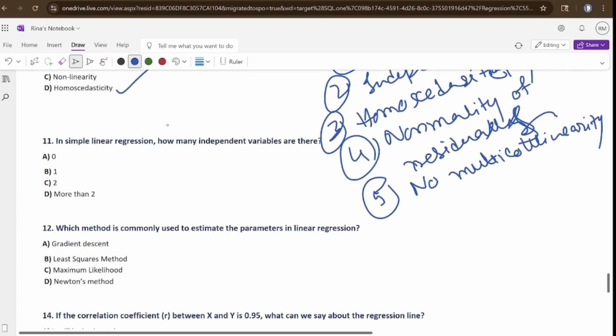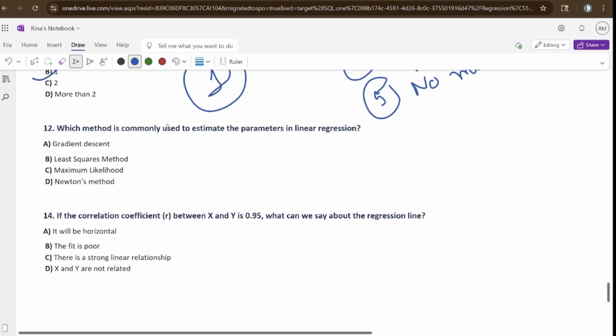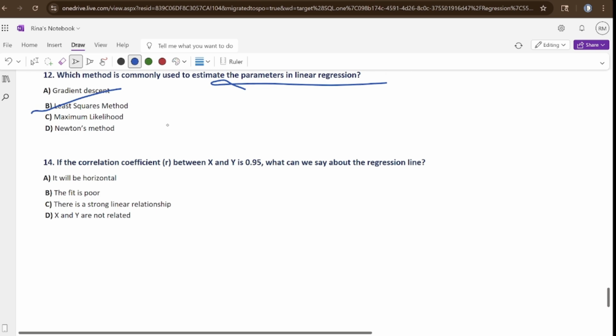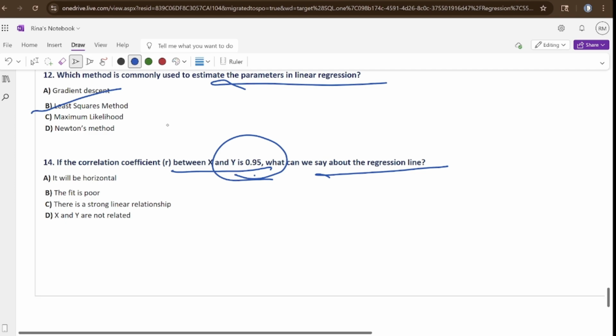Now in simple linear regression, how many independent variables? I have told you only one. For multiple, more than one. Which method is commonly used to estimate the parameters? That is the least squares method. If the correlation coefficient between X and Y is 0.95, what can we say about this? We did this in our last class. There is a strong linear relationship.